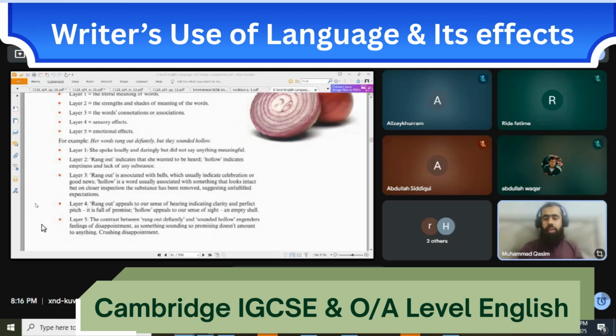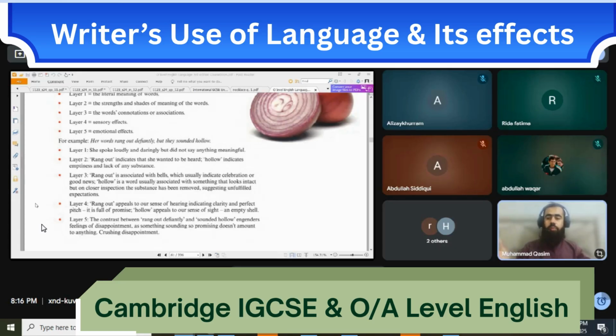So now see, what is the literal meaning? That means she spoke loudly and defiantly, but did not say anything meaningful. This is the first layer, the very literal meaning of these words. Now let's explore layer two. Rang out indicates that she wanted to be heard. Like when we ring something out, it means we want to announce something. So rang out meant she wanted to be heard by the people, but hollow indicates the emptiness and lack of any substance in her words.